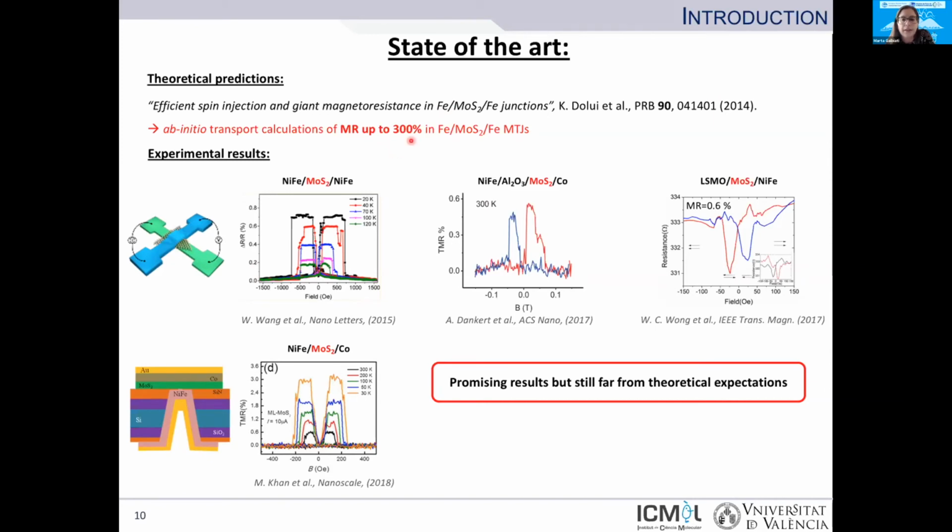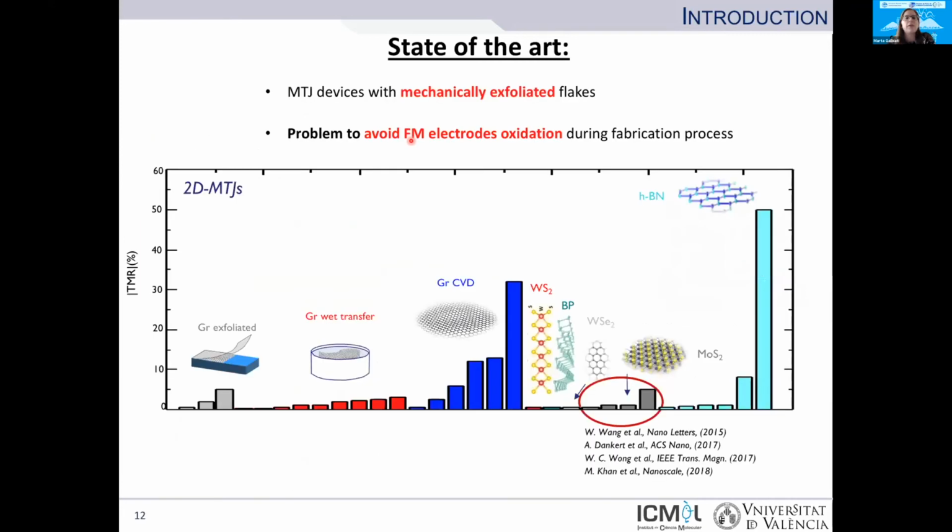And this is because when we have to fabricate the device, we have to face one main technological problem, that is ferromagnetic electrode oxidation during the fabrication process. In fact, with molybdenum sulfide and most of our materials, we have to deal with mechanically exfoliated flakes or transferred flakes. And so really, we have to take care of this issue.